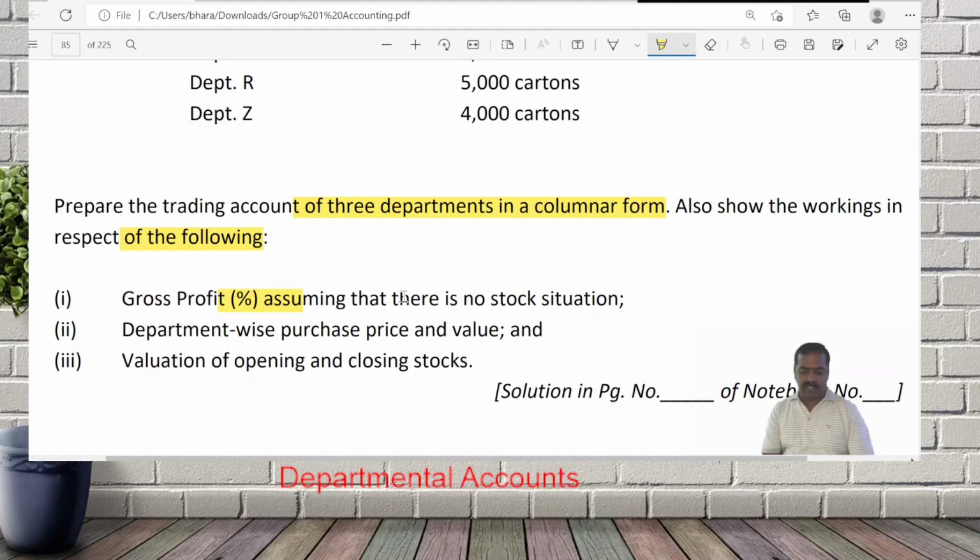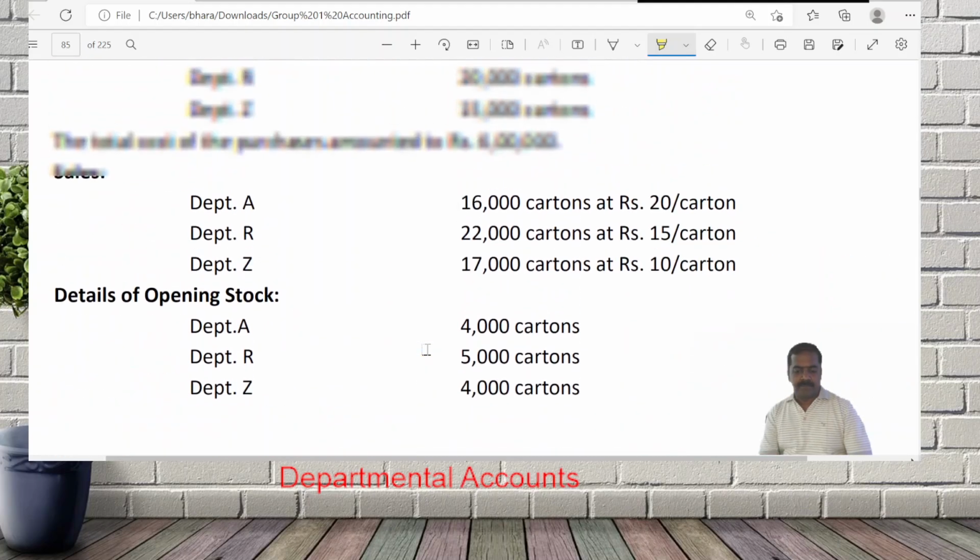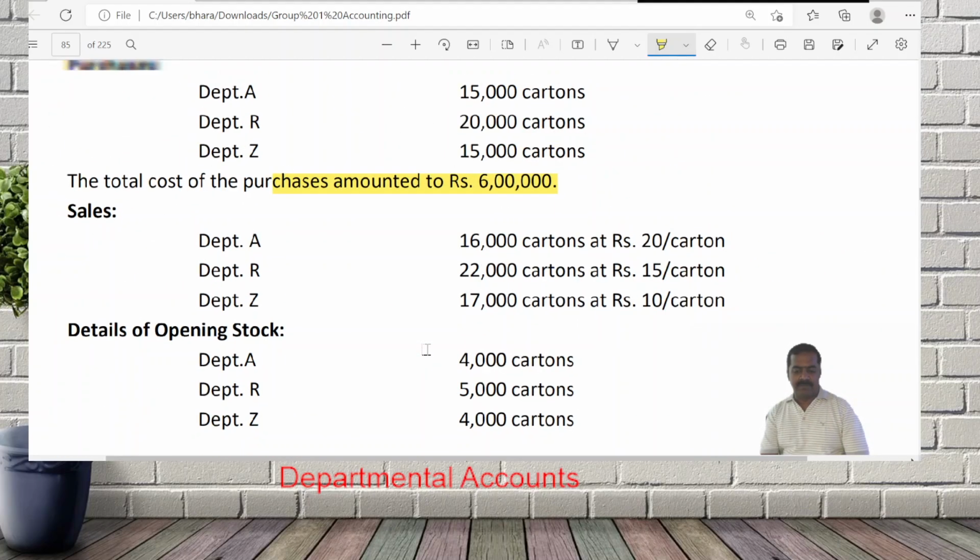There is no stock situation, which means opening stock and closing stock are valued at the same rate. The cost of purchase last year and the cost of purchase in the current year are the same. There is no inflation or change in the price. We need department-wise price and value of opening and closing stock. Now, what is missing in the problem?